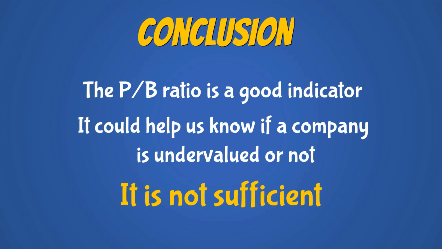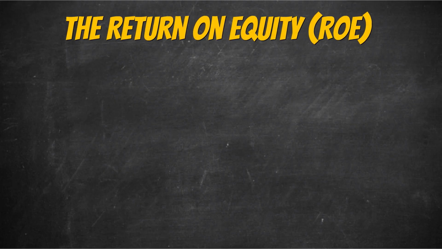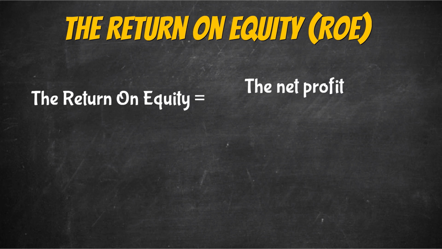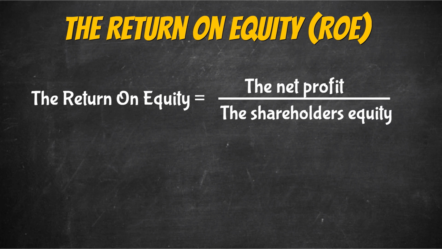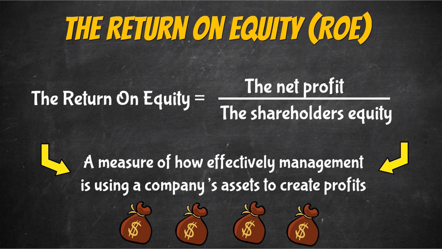Let's move on to another important ratio, which is the return on equity ratio, known as ROE. The return on equity is equal to the net profit divided by the shareholders' equity. The return on equity ratio is often considered as a measure of how effectively management is using a company's assets to create profits.